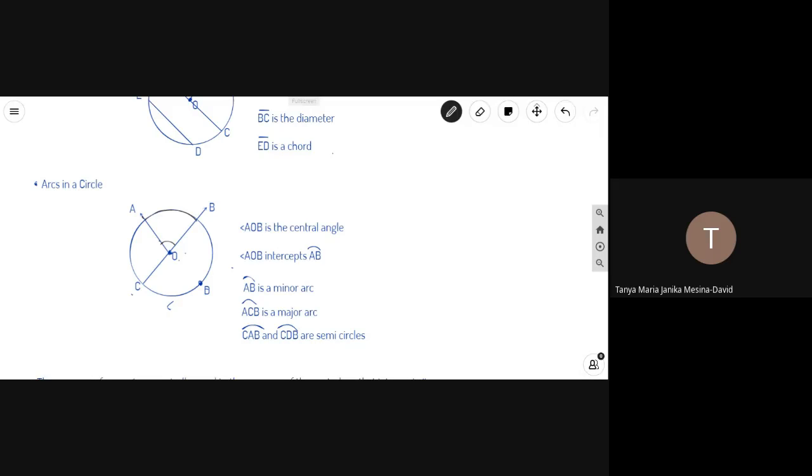Also, we have arc ACB, and this is called the major arc. Arc CAB and arc CDB are semicircles.